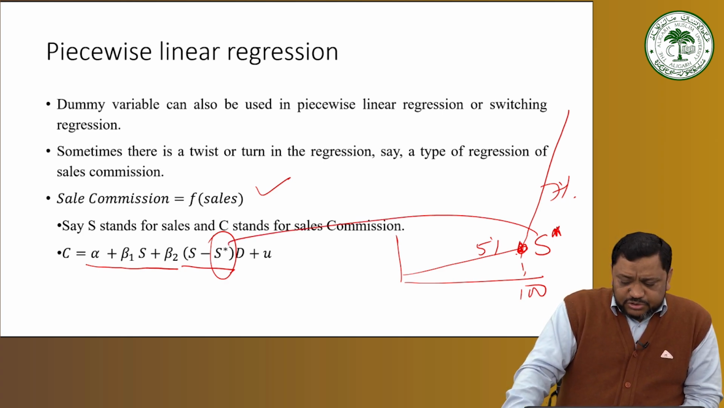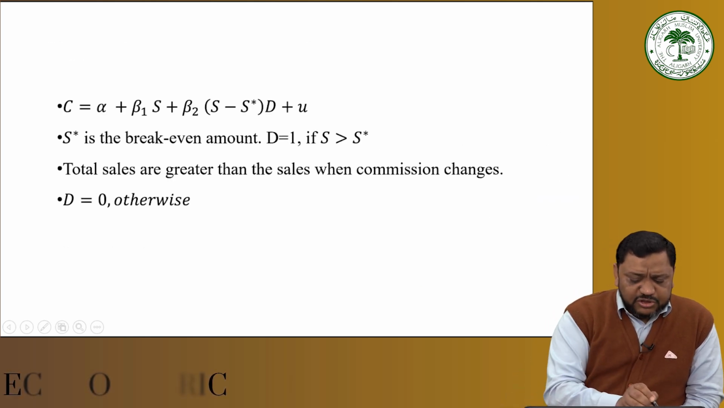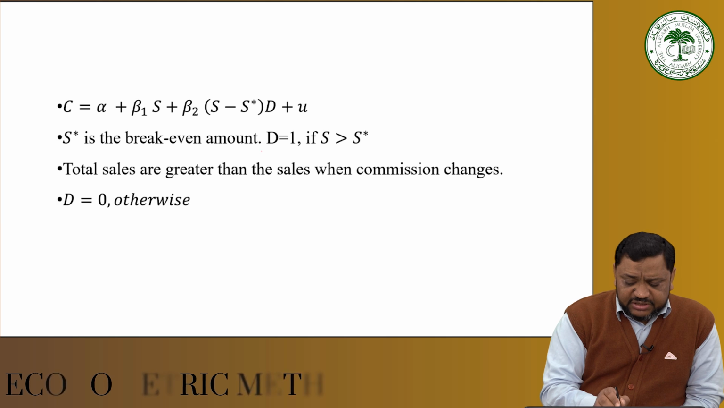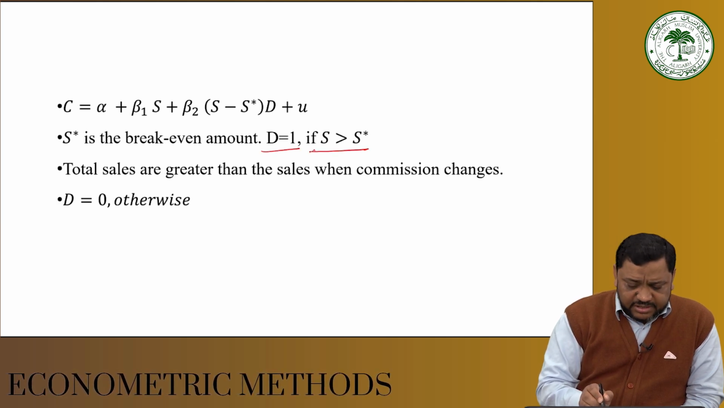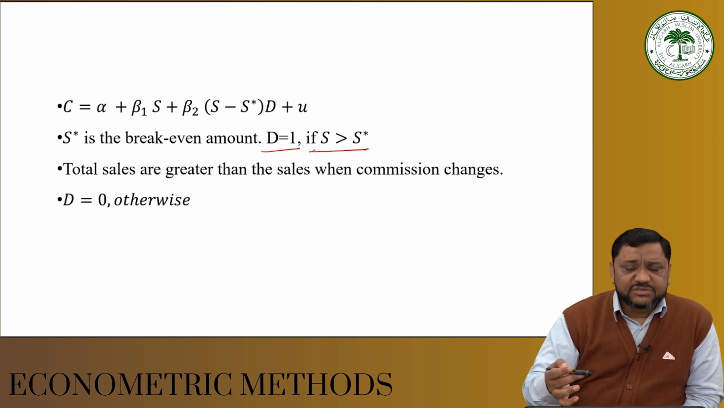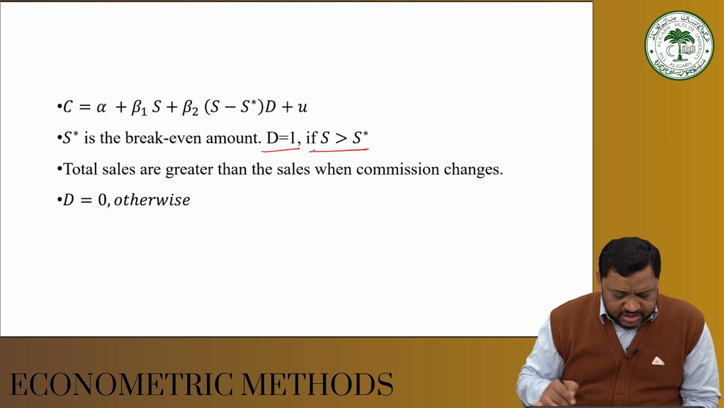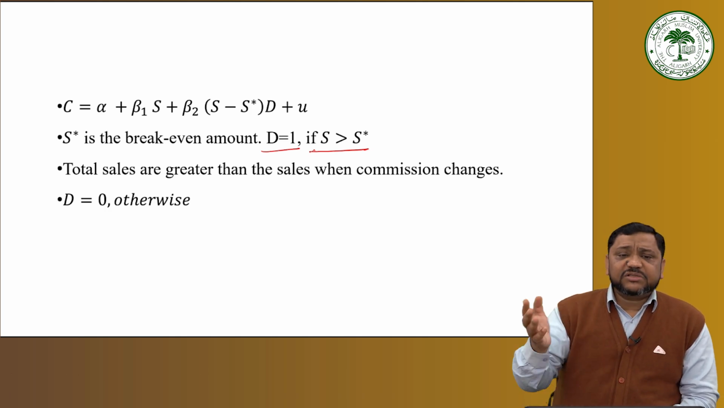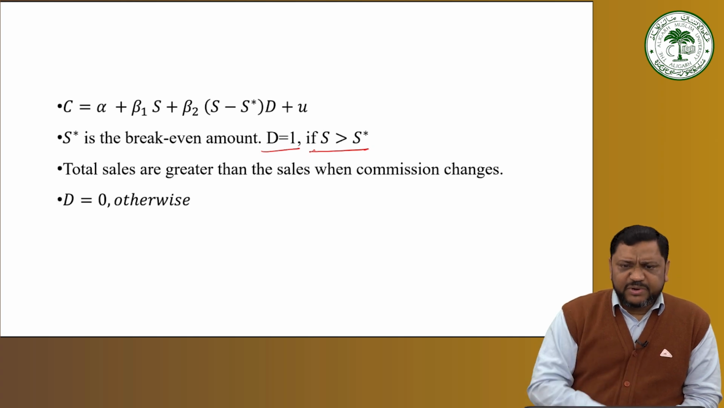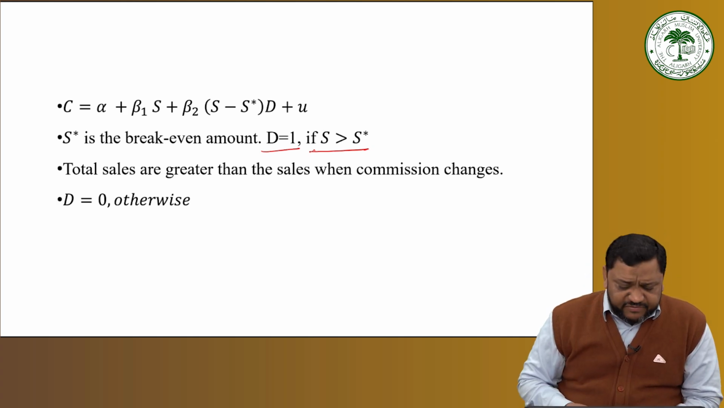So this can be used to incorporate the change. We have a dummy D equal to 1 if your S is greater than S asterisk, that is, the period where you have sold more than 100 units in our example, so total sales are greater than the sale at which commission changes. Or else D will be taken as 0.